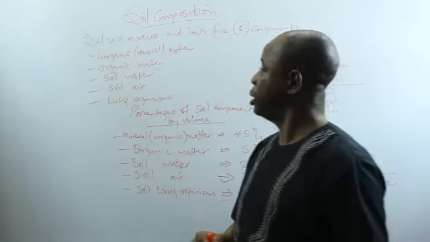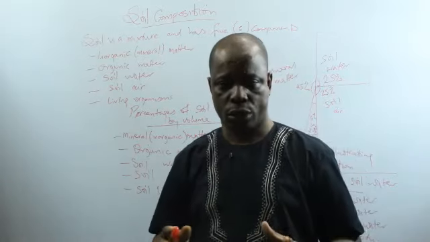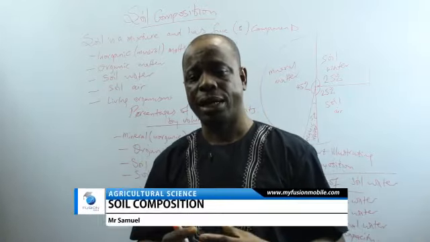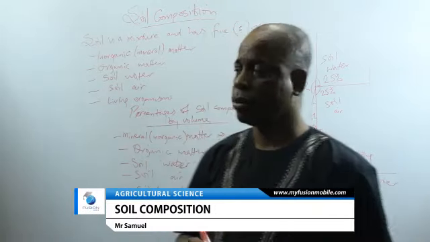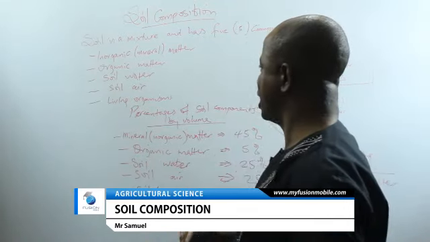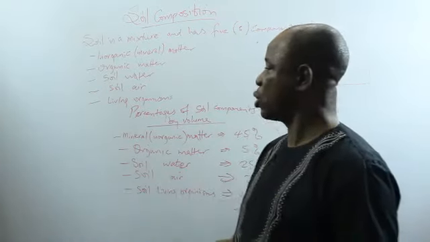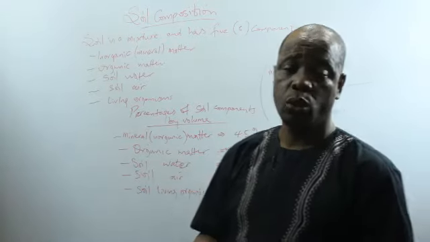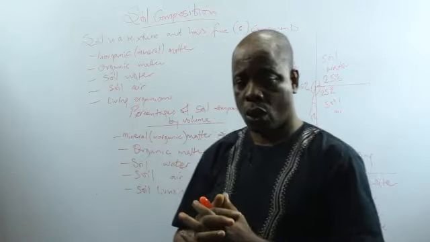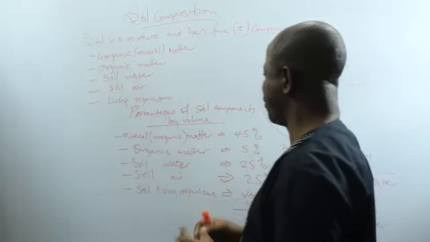Now let's go to the soil composition. Soil in itself is a mixture. Soil comprises various materials that are put together on the surface of the soil. And we have 5 components of the soil. We have the inorganic or mineral matter. We have the organic matter. We have the soil water. We have the soil air. We equally have the living organisms. These 5 together compose the soil. Let's look at them one after the other.